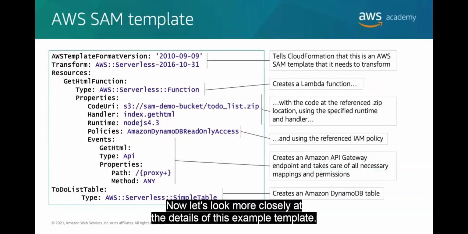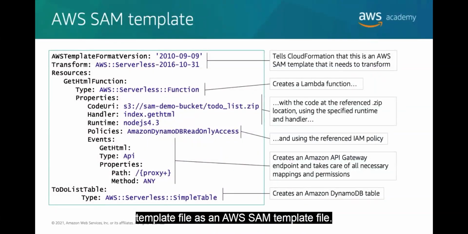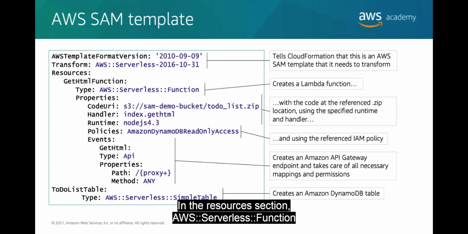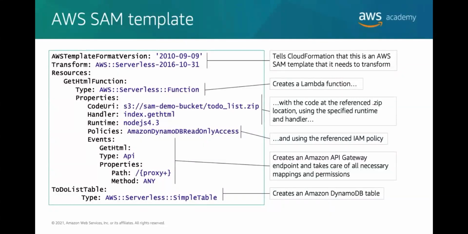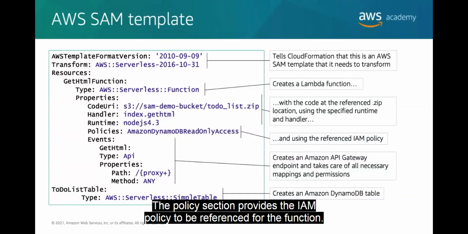Now, let's look more closely at the details of this example template. The transform declaration identifies the CloudFormation template file as an AWS SAM template file. In the resources section, AWS serverless function tells CloudFormation to create a Lambda function. The properties section references the .zip file, handler, and runtime to be used. The policy section provides the IAM policy to be referenced for the function.